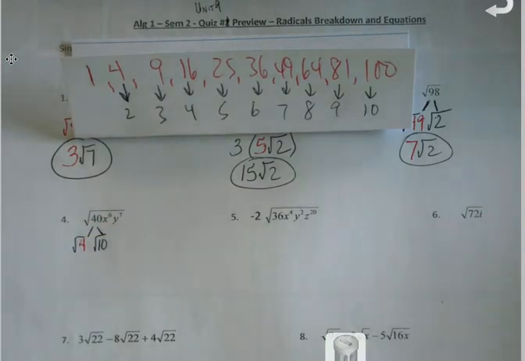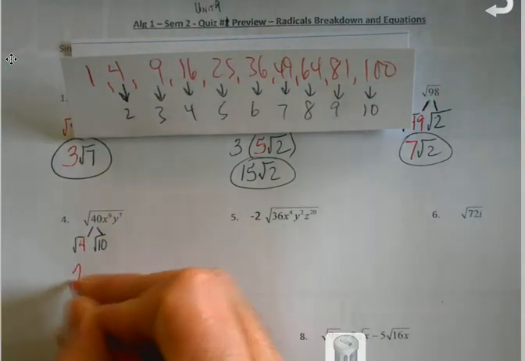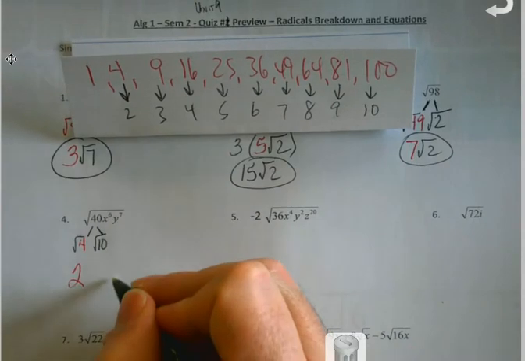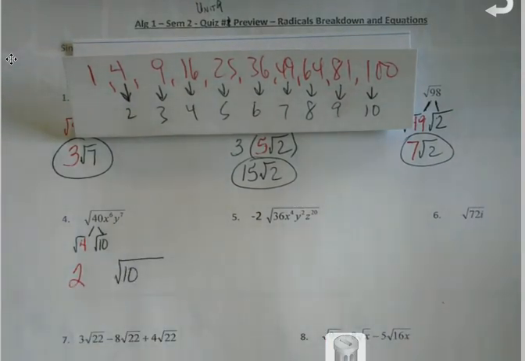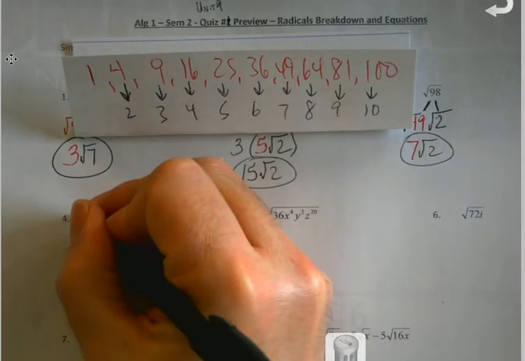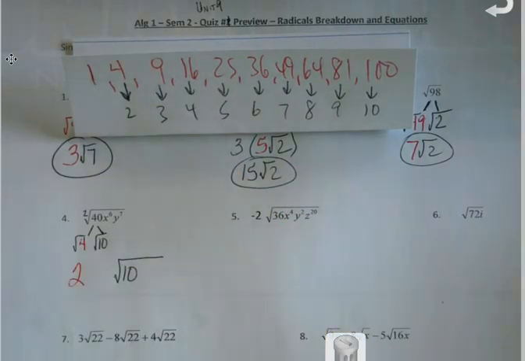So I do my square root of 4, because there's always going to be one that breaks down. So that's 2. The 10's not, but I'm going to leave a little bit of space here, and I'll tell you why. When we get to the variables, remember the rule. We're going to be dividing the exponent by 2. We're going to do some old school division.